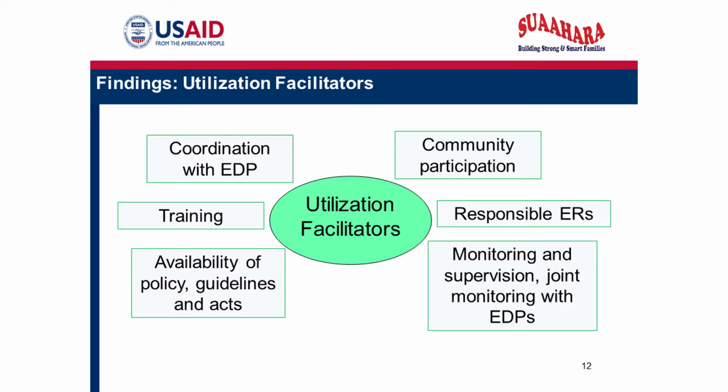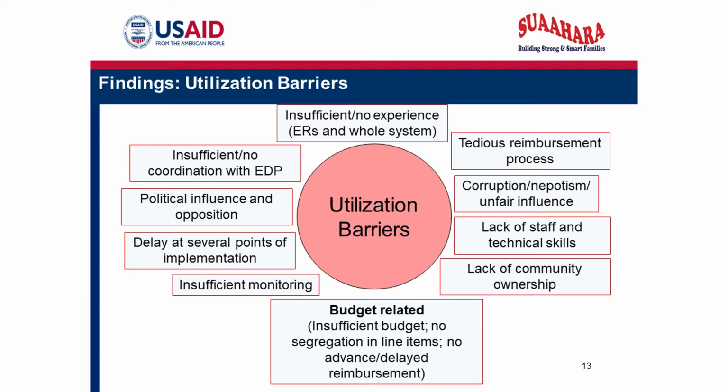So the utilization facilitators are very general, and they also apply to nutrition. Community participation, good coordination with EDPs again, training on budget utilization, availability of policy, acts and guidelines, good monitoring, joint monitoring with EDPs. So barriers related to utilization include insufficient or no coordination with EDPs in some cases.